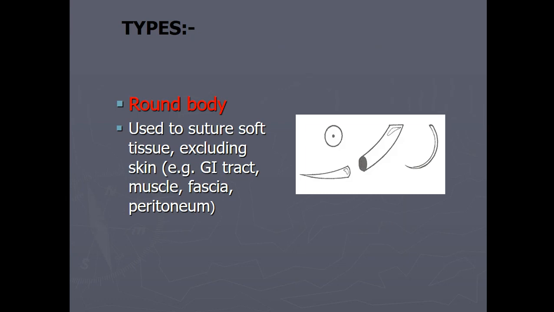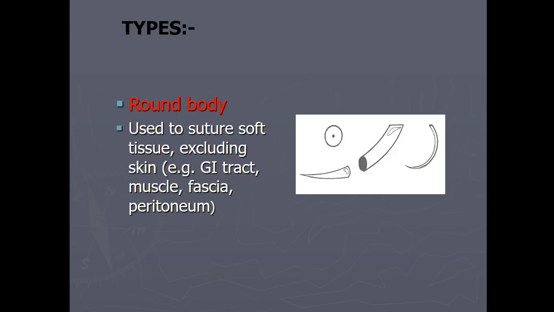So the types are round body. Round body means the figure itself you can see is a circle, and throughout the needle it is circular, and it is used to suture soft tissue excluding skin, because skin is a tough tissue. It is not that easy to penetrate the skin with a round body, but you can use it for the GI tract, muscle, fascia, peritoneum, even subcutaneous tissue. You can even use that round body to close the rectus sheet.